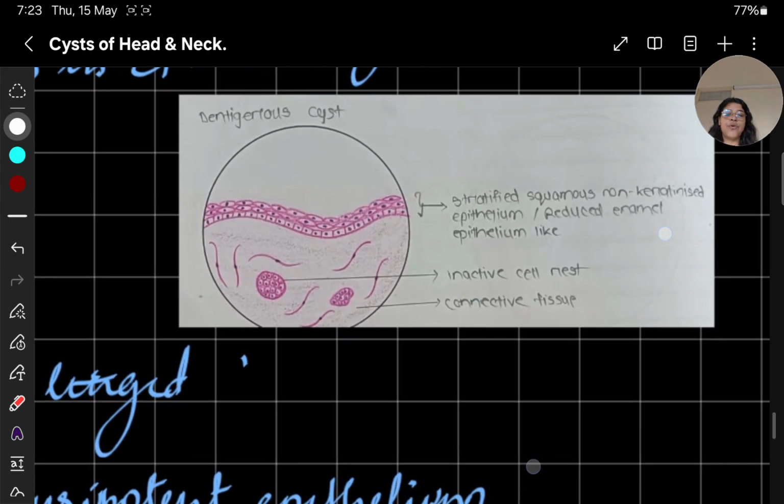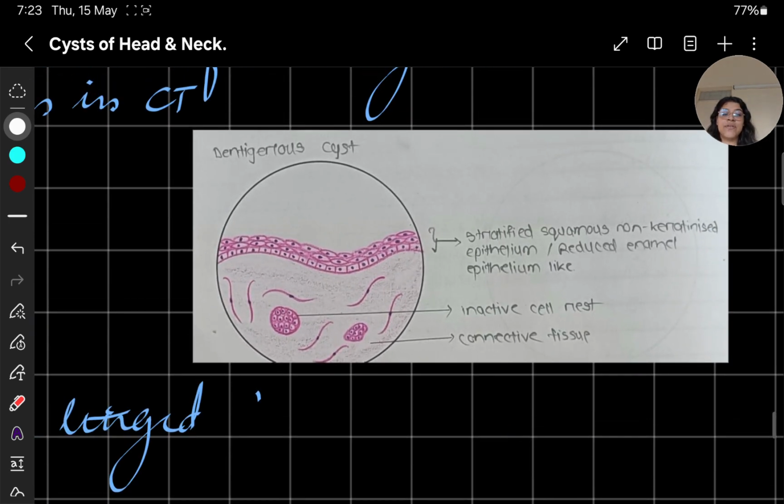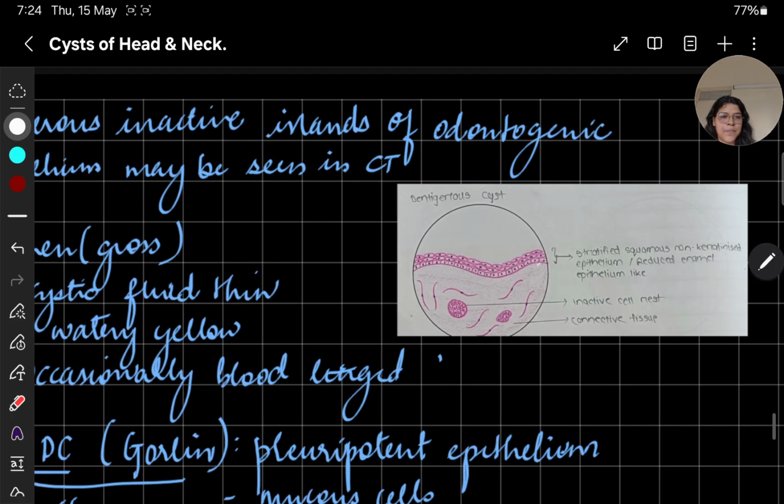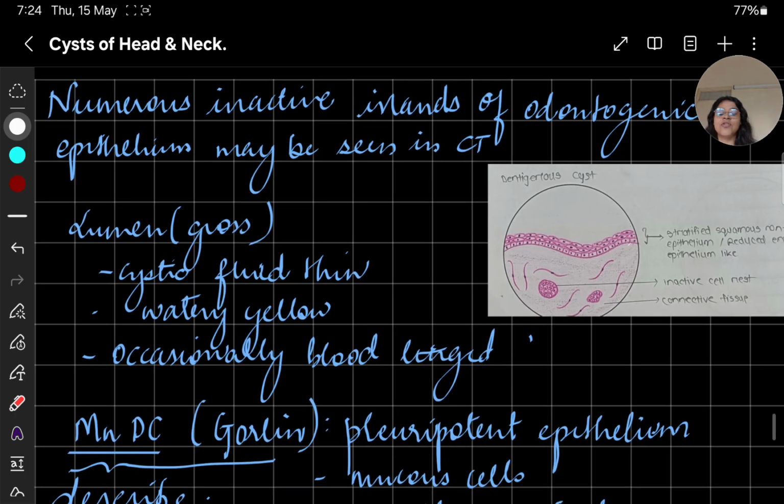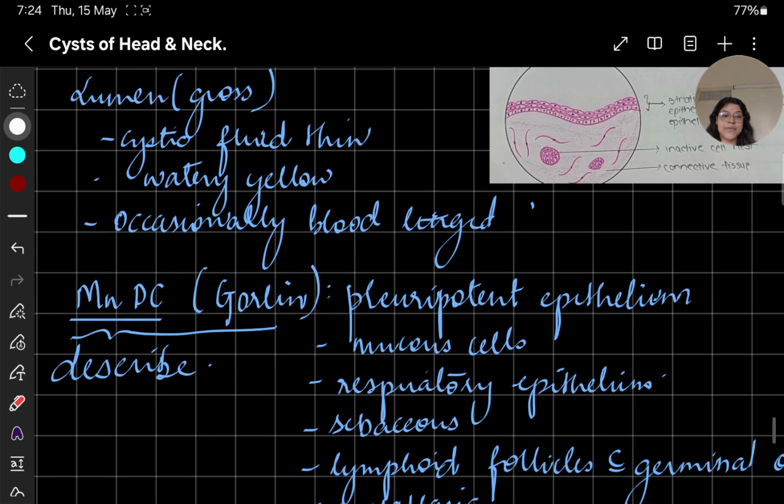This is a diagram you draw for a dentigerous cyst. You will have stratified squamous non-keratinized epithelium, 2 to 3 cell layers thick, where the basal cells will be cuboidal. The cell rests will be inactive. You have to draw the cell rests in the connective tissue wall, and you have a clear lumen which has fluid in it. Not pus, sorry, fluid. If it's pus, it's an abscess, it's not a cyst.